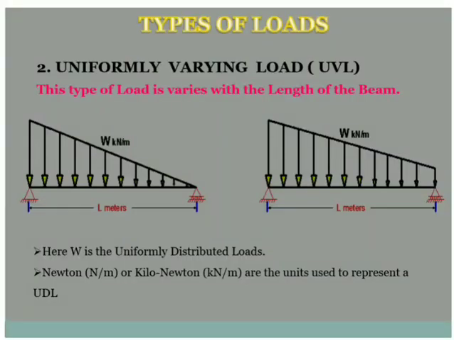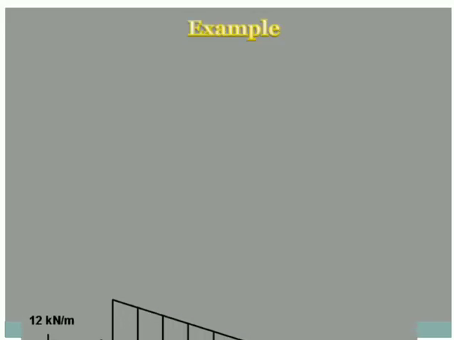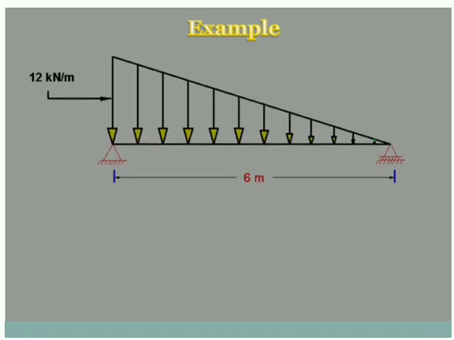So now let's understand how a UVL is converted to a point load. Let's consider a simple example for this. Here we have the first type of UVL which has an intensity of 12. See, the longest arrow is of the intensity 12 kilonewton per meter. Always the given value will be the longest one or the highest one. Uniformly it goes on varying or changing up to this point where it becomes 0.